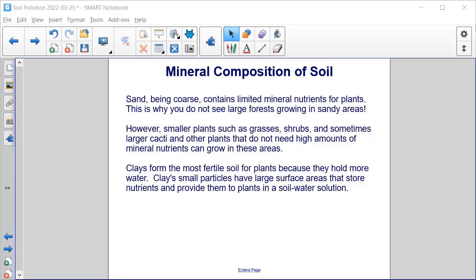Clays form the most fertile soil for plants because they hold more water. Clay's small particles have large surface areas that store nutrients and provide them to plants in a soil-water solution.